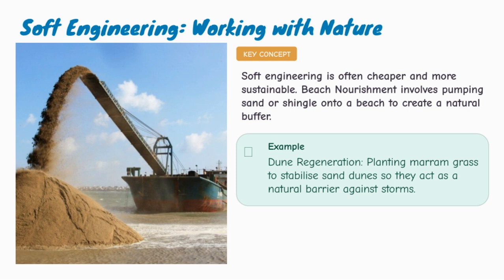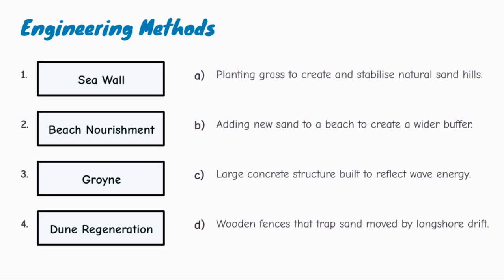Now let's match the coastal engineering methods to their definitions. The methods are: 1. Seawall. 2. Beach nourishment. 3. Groyne. 4. Dune regeneration. The definitions are: A. Planting grass to create and stabilize natural sand hills. B. Adding new sand to a beach to create a wider buffer.